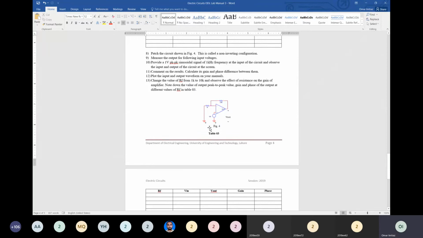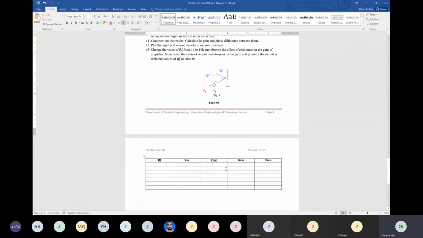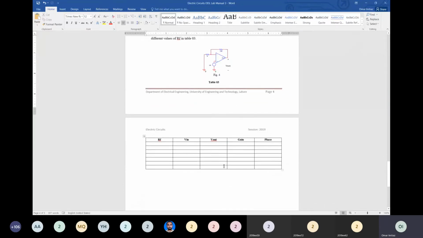You will give a voltage of 1 volt peak to peak at 1 kilohertz. You will vary the feedback resistance between 1 kilo ohms and 10 kilo ohms again in this configuration, and you'll populate the same table once again for the non-inverting amplifier as well.